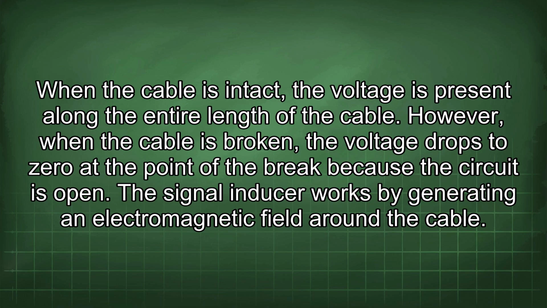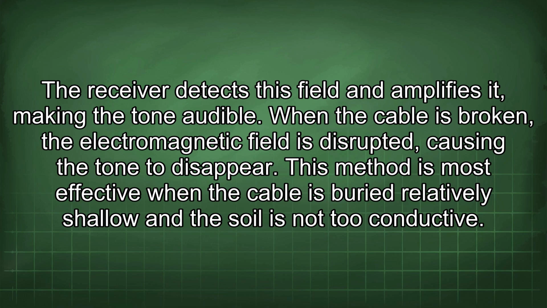When the cable is intact, the voltage is present along the entire length of the cable. However, when the cable is broken, the voltage drops to 0 at the point of the break because the circuit is open. The signal inducer works by generating an electromagnetic field around the cable. The receiver detects this field and amplifies it, making the tone audible. When the cable is broken, the electromagnetic field is disrupted, causing the tone to disappear.